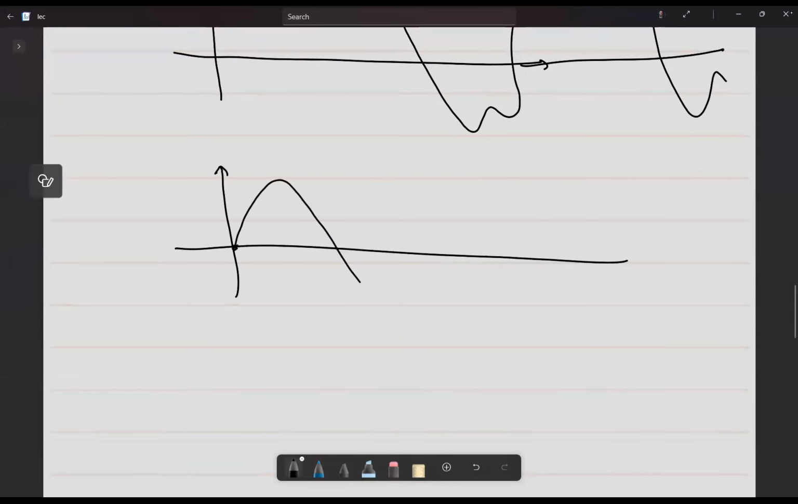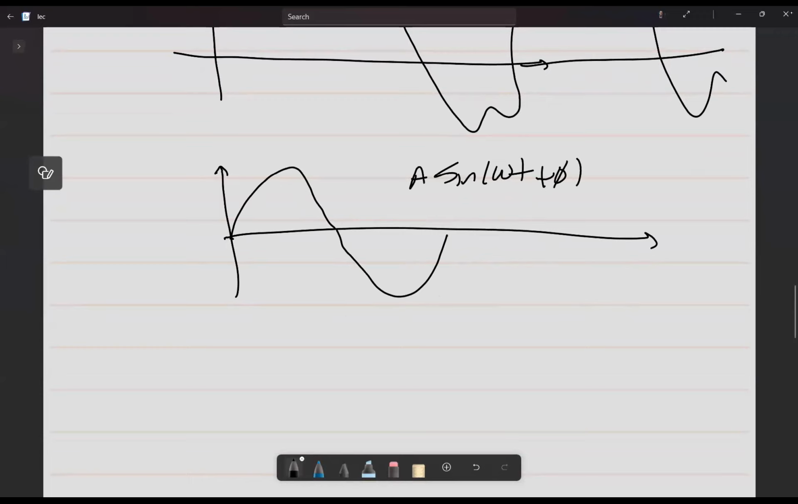And sine wave is not a random process. Why? Because it is deterministic. Since it is a deterministic signal and it is a periodic signal, so this is sine omega t plus phi. So this is not a random process. Why is it not a random process? Because yes, it is varying with time, but varying in a deterministic way.